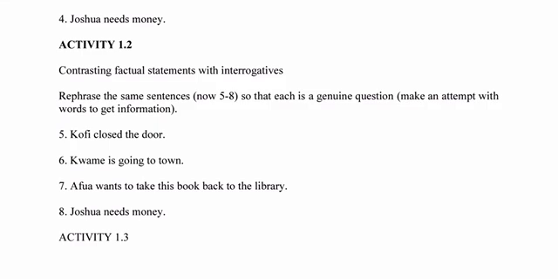Activity 1.2. Contrasting factual statements with interrogatives. Interrogatives are questions. Okay, so they require an answer. Factual statements, which are also known as declaratives, have truth value. They can be true or false. For instance, if I tell you it is raining outside, it's a factual statement. I've given you a fact. And you go outside and it's actually raining, then the statement was true. Right? If you go and it's not raining, it's false.